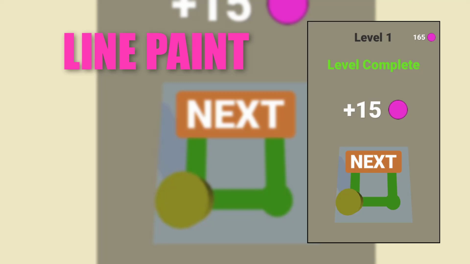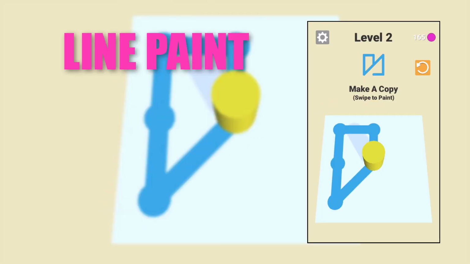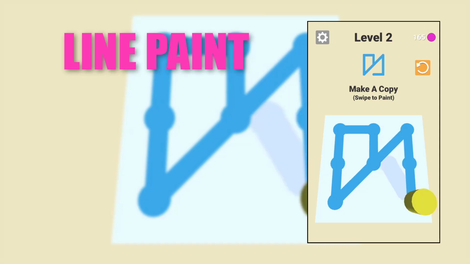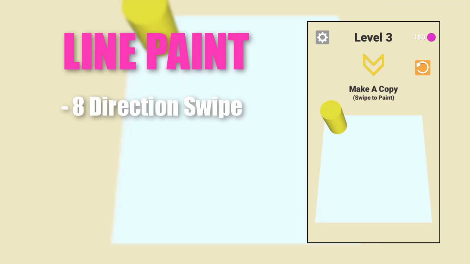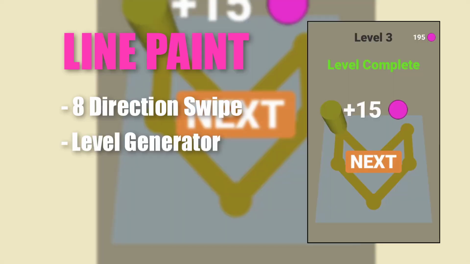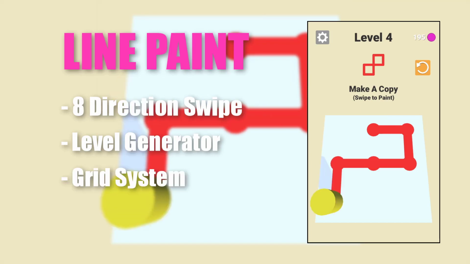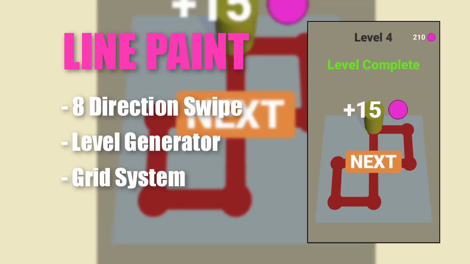So in this tutorial series we are going to create a simple puzzle game. In this series we are going to check 8 direction swipe control which will be used to move our player, level generation from level data, then grid system and many more things.